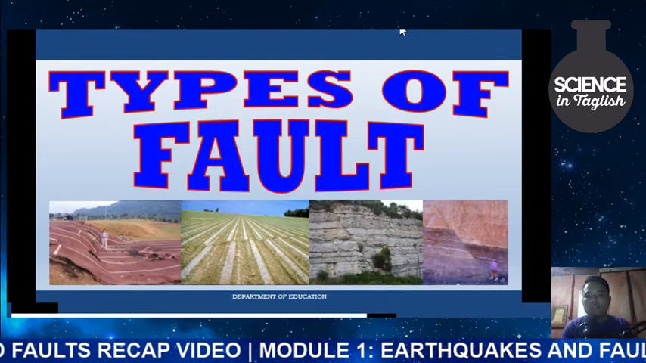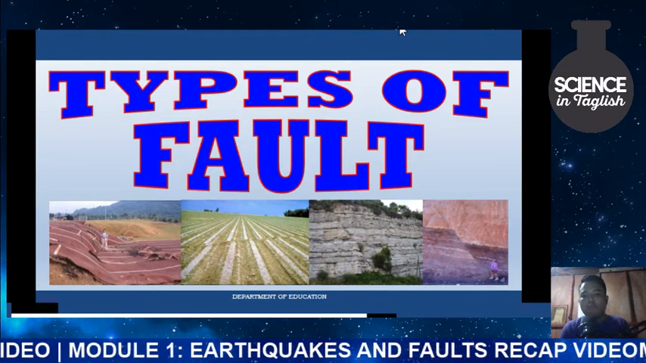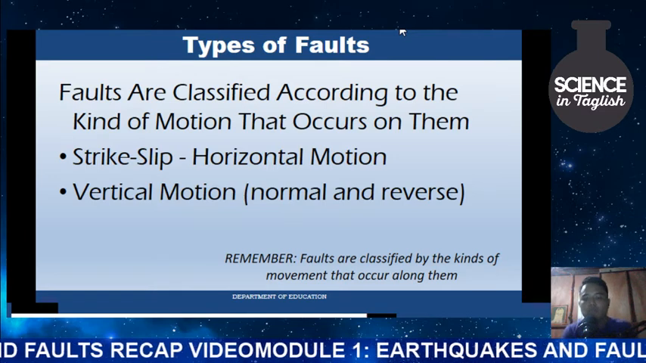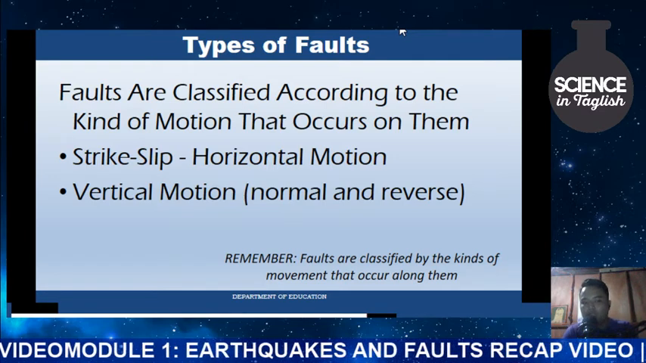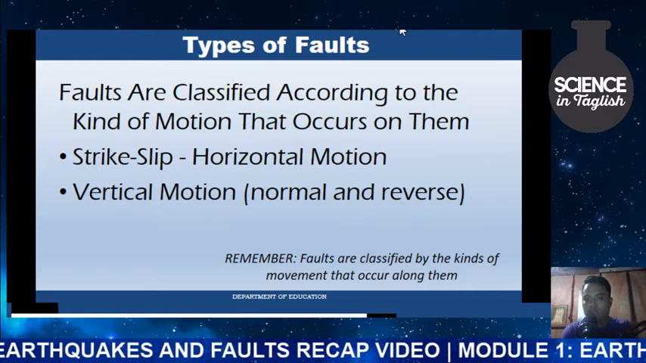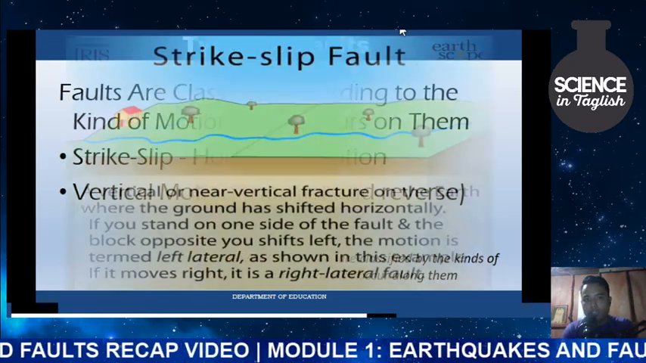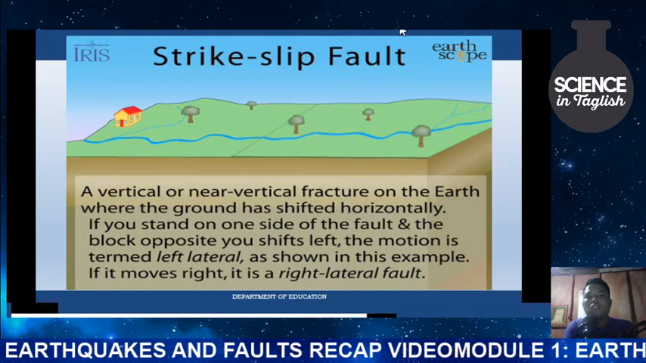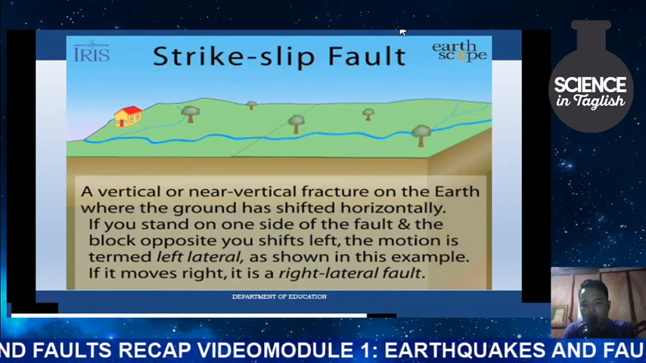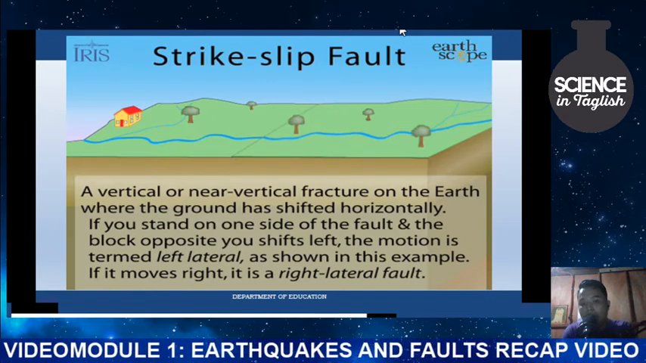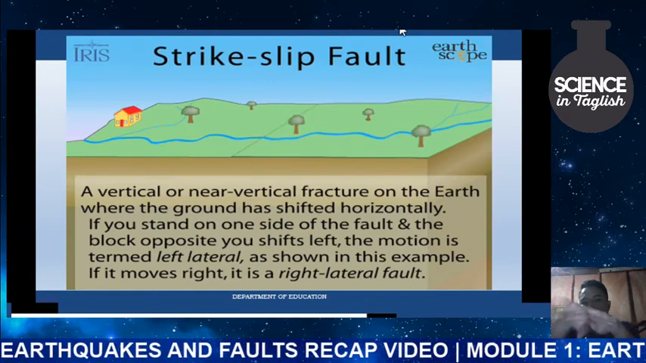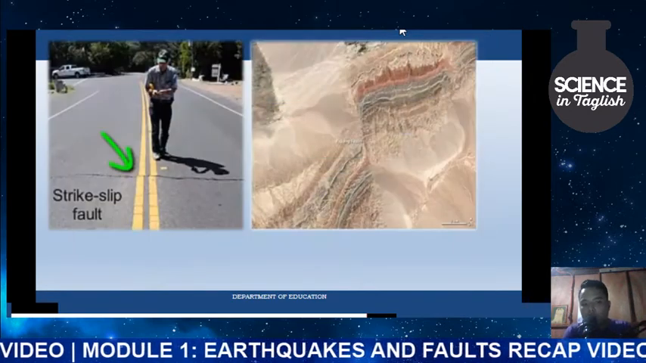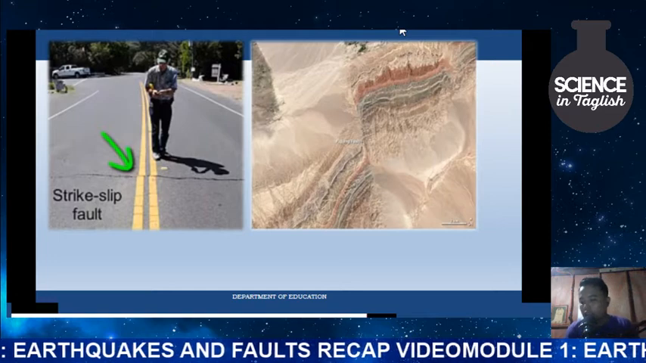Okay, we have different types of faults. And what are those faults? We classify them based on their direction of movement. We have strike-slip faults and we have normal and reverse faults. Okay, isa-isahin natin. Ang strike-slip fault, simple lang, no? It's a horizontal movement. One goes to the left, the other goes to the right. Okay, a lateral movement, no? Parallel movement. Okay? So, you can see in the picture, ito yung strike-slip fault.